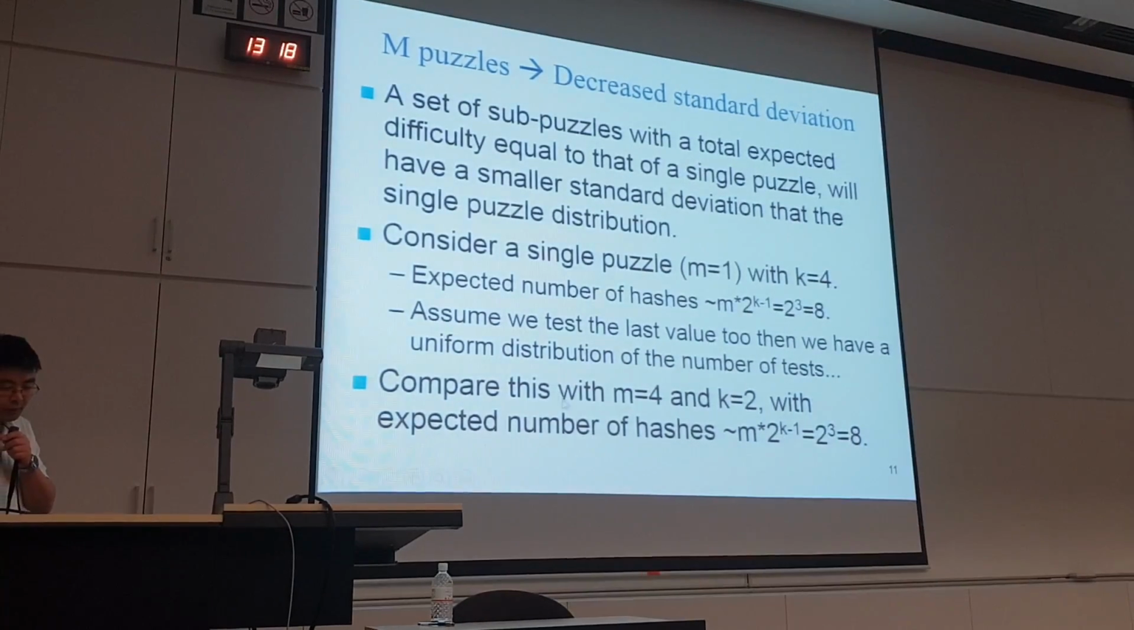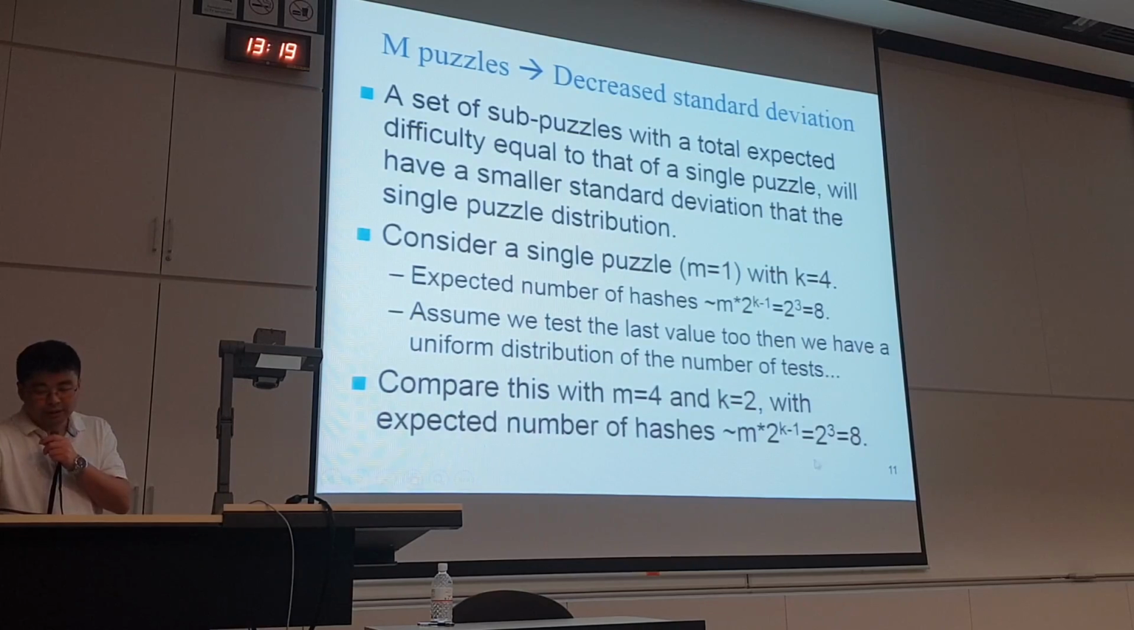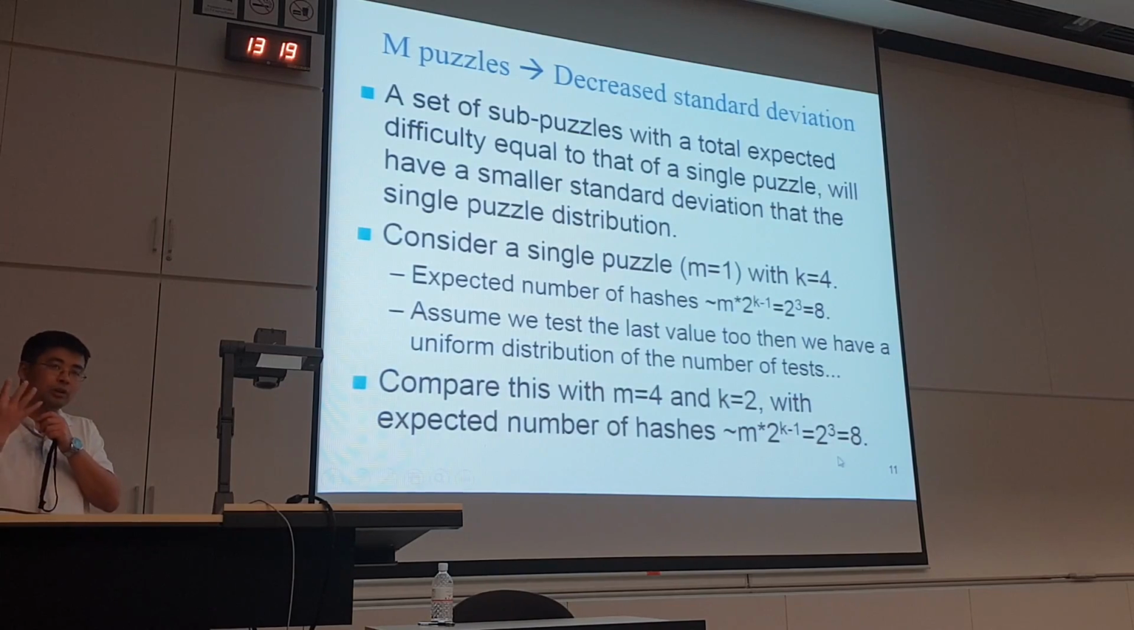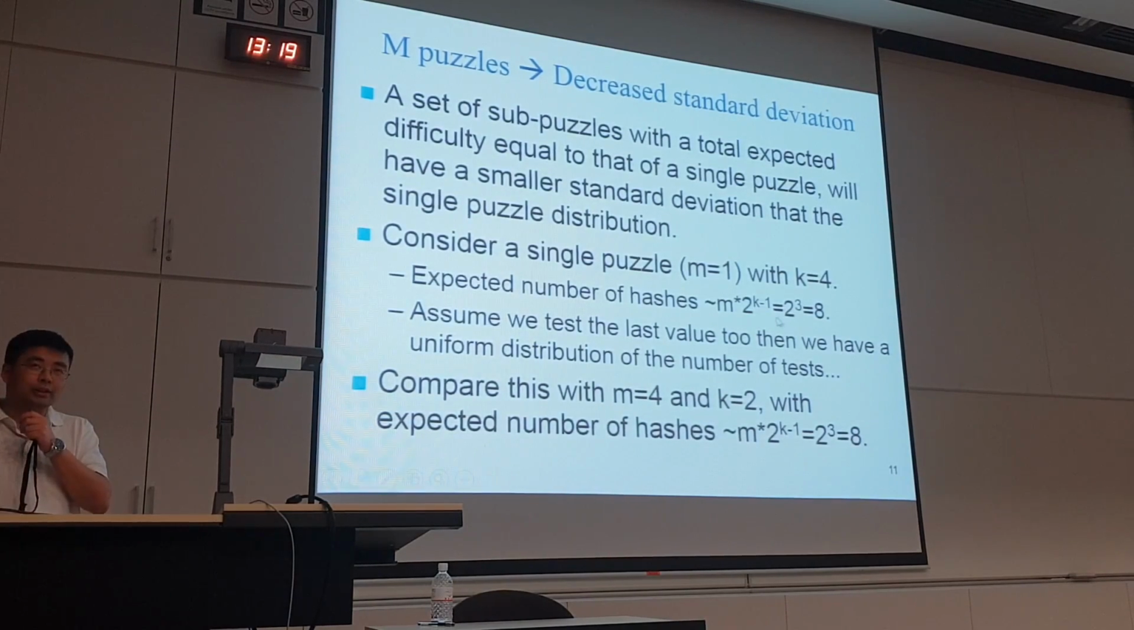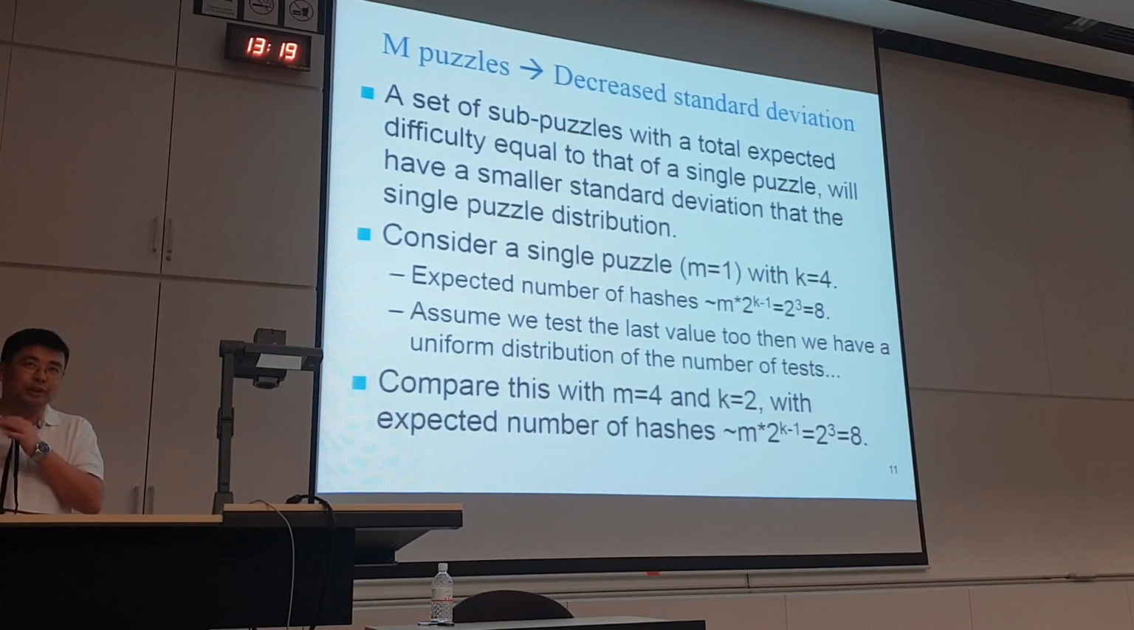On the other hand, if we have 4 subpuzzles, each subpuzzle with a smaller k equal to 2, we will again have the same expected number of hashes for the 4 subpuzzles. That means you again will have this 8 expected number of hashes for solving 4 relatively smaller subpuzzles. So the difficulty for the client actually is the same. The expected number of hashes the client needs to perform should be the same. So it looks like the security will be the same, right?